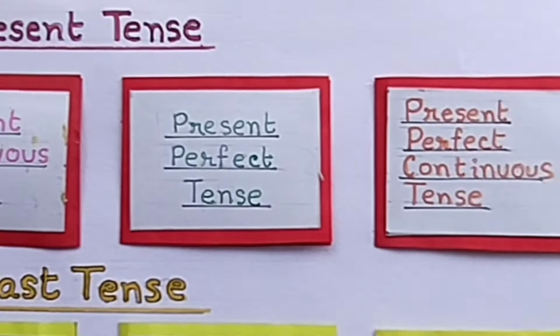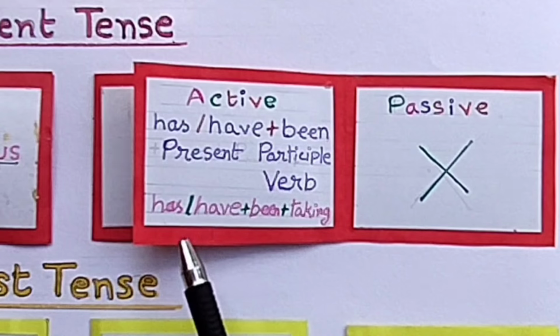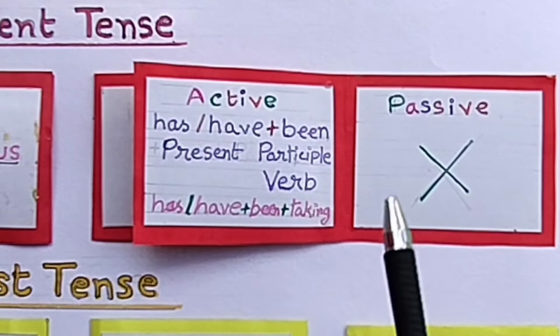Present perfect continuous tense. Active voice, no, there is no passive voice. Has or have plus been plus present participle form of verb. Has or have plus been plus taking. Example, Bubbly has been singing for 2 hours.